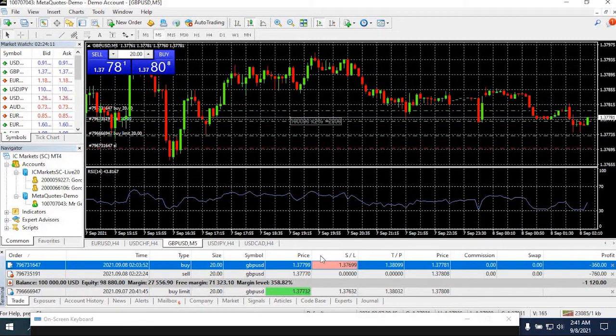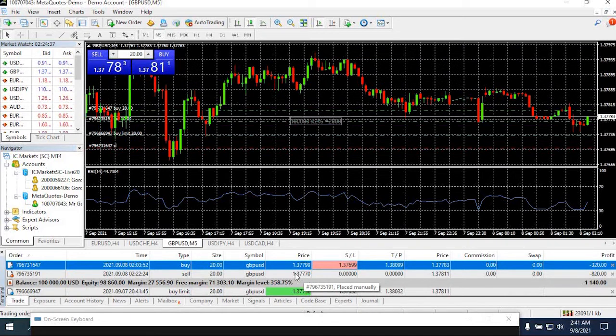Right, so for a sell trade, you would add 100 to the current price for the stop loss. Right, so the last 3 digits, you add 100 to it in order to get your stop loss. So 1.37770 plus 100 would be 1.37870.